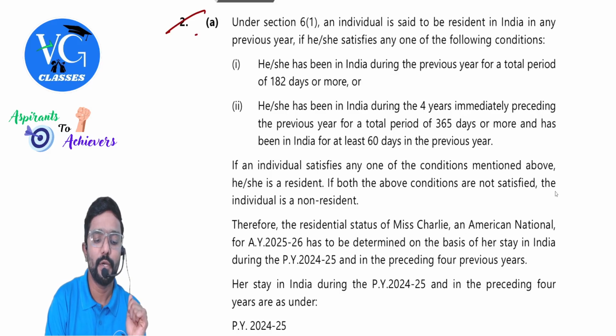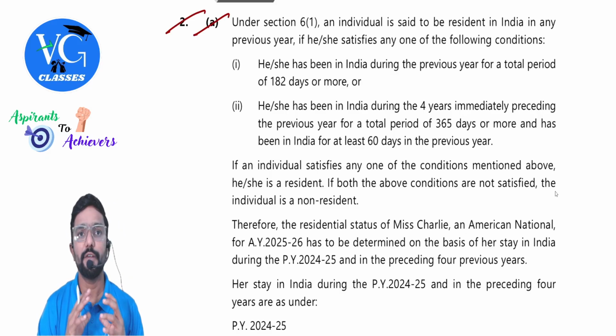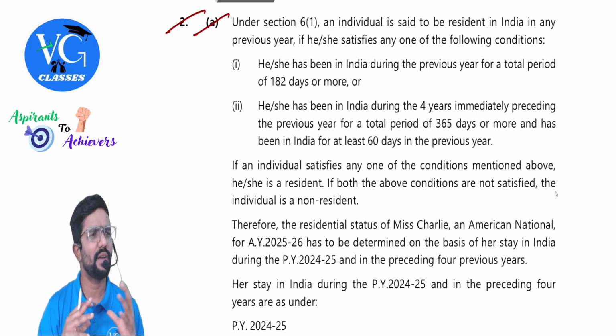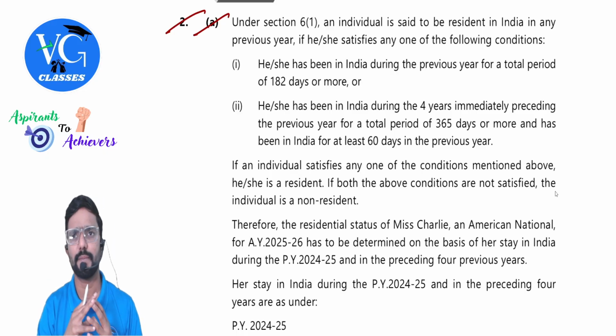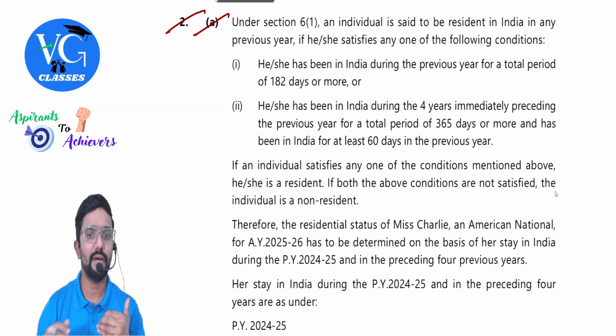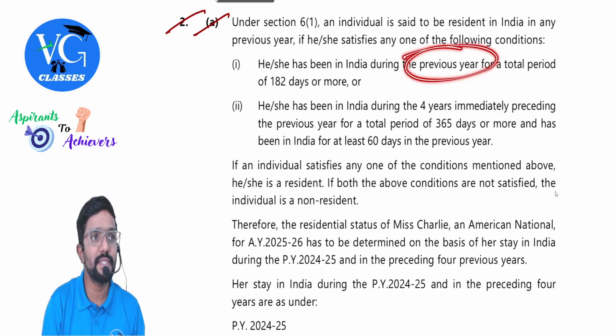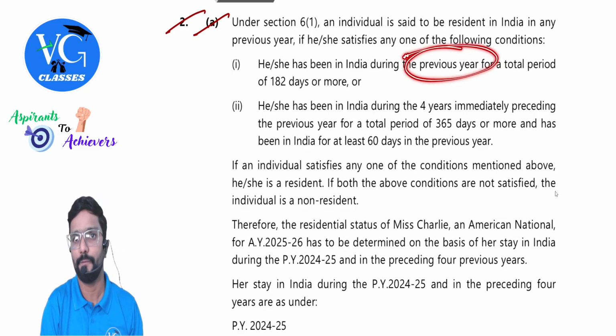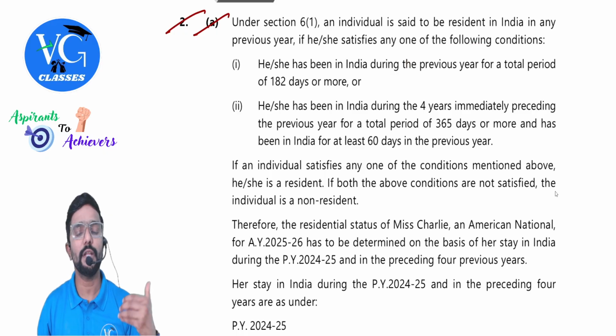First, 2A. We need to decide the residential status. Observe the presentation there. Under section, or you can start with as per section 6 subsection 1. An individual is said to be resident in India in any previous year if she or he satisfies any one of the following conditions. He or she has been in India during the previous year. Guys, for us previous year is what? 24-25. Clear? Yes. For a total period of 182 days or more.